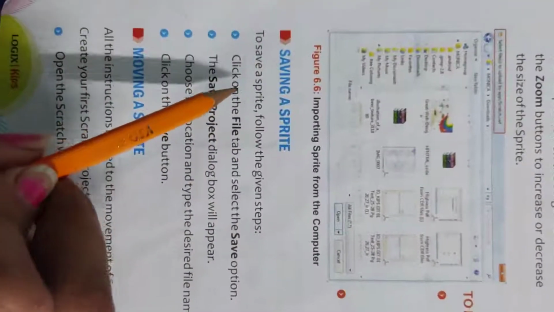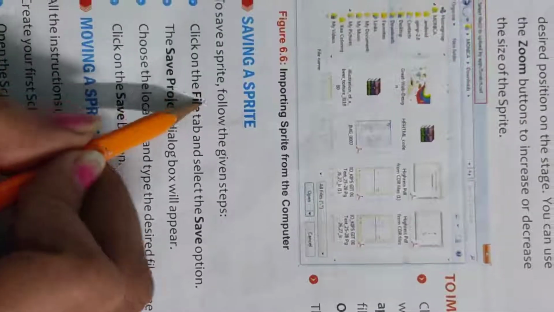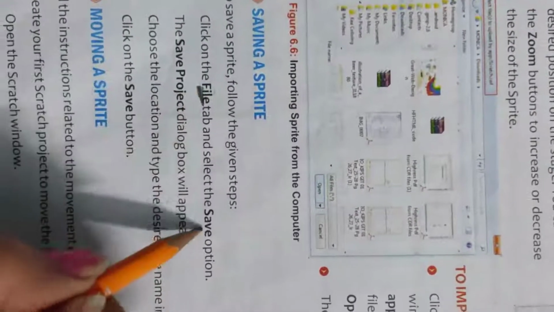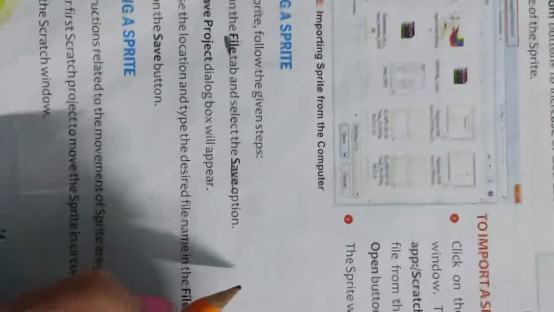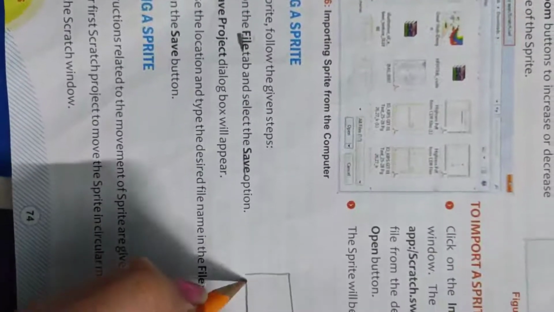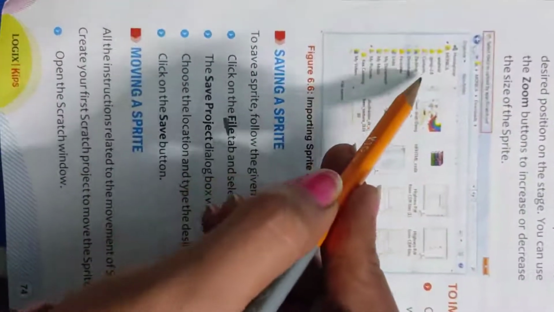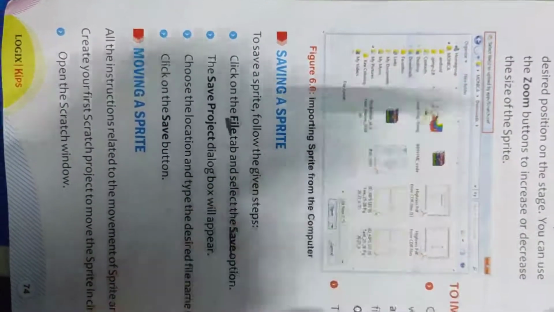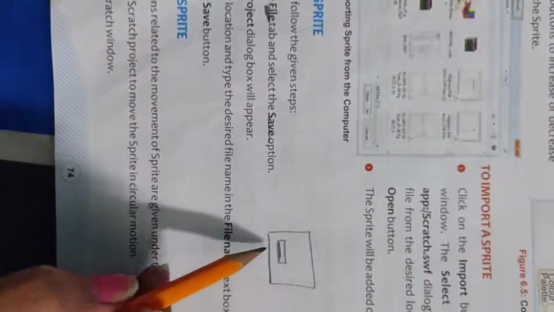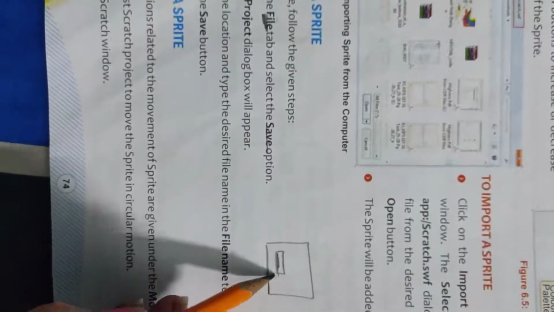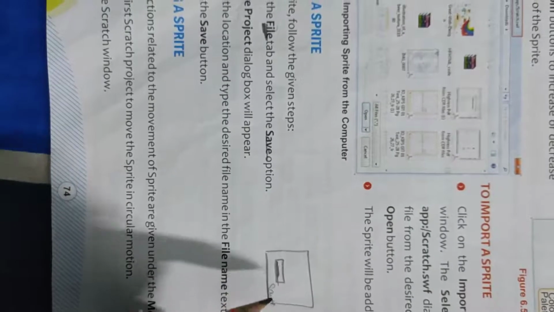Next one is saving. Saving is done from the File tab. File tab, then the Save option. When the save option is selected, a dialog box will appear. You will type the name of the file. Clear? The Save Project dialog box will appear. Choose the location, and location means where you want to save your file, in downloads, in documents, on desktop, wherever you want to save. Then you will type the name of the file. Then at the end the save button will be there.